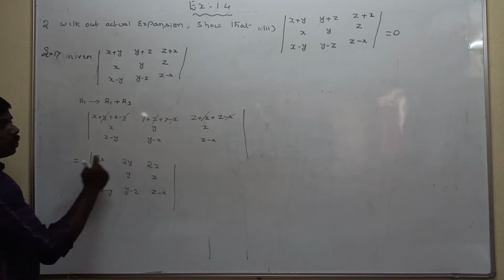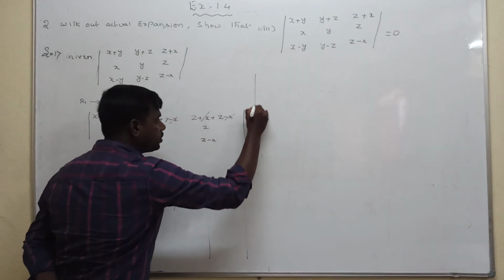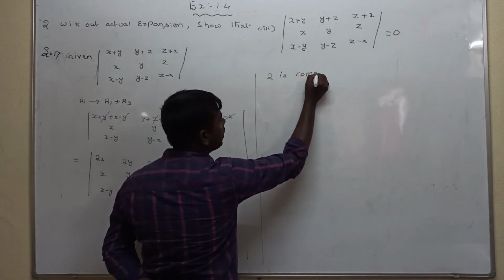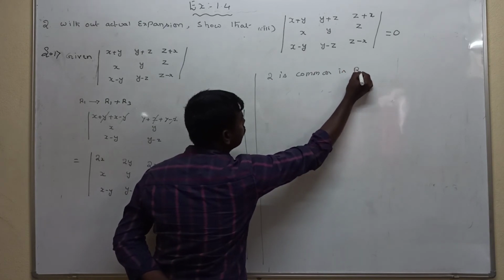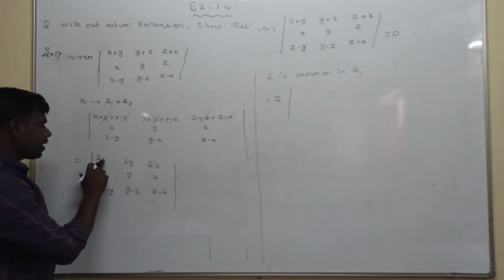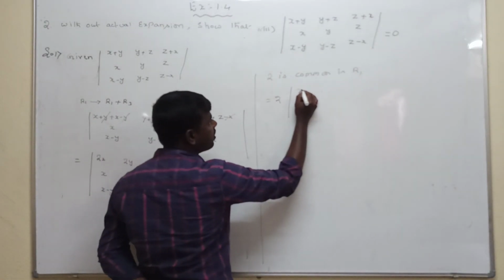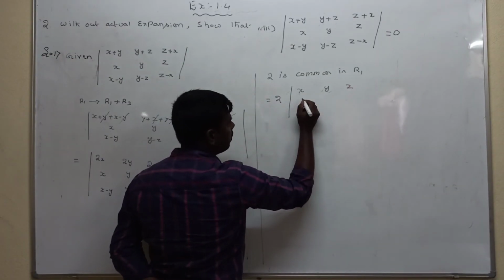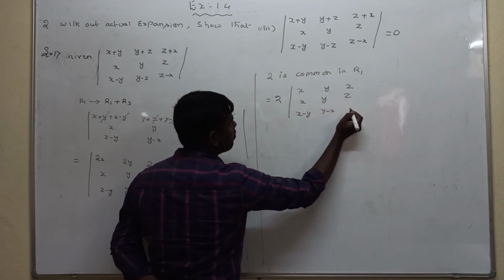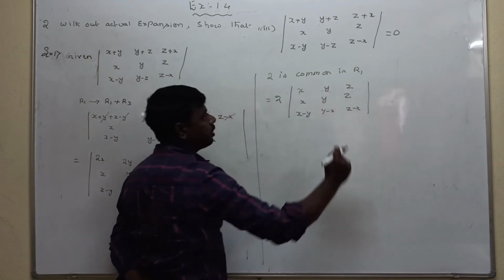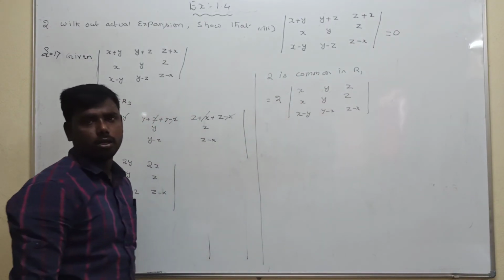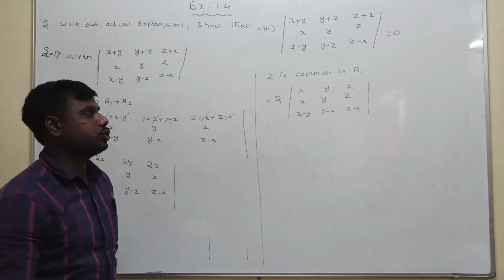First of all, what is common? 2 is common in the first row. So 2 is taken common in the first row. What is left is x, y, z; then x, y, z; then x minus y, y minus z, z minus x. Observe this determinant. First row and second row are both equal. So what will the determinant value be? It will be 0.